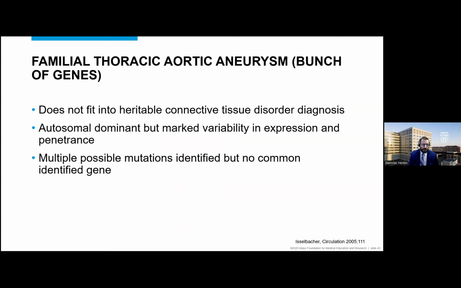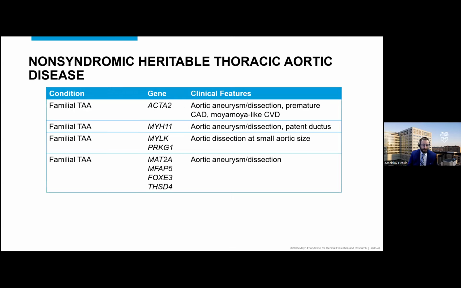So what about this bucket of familial thoracic aortic aneurysm? This is a bunch of genes, and it does not fit into heritable connective tissue disorder diagnosis. It's not those three disorders that we talked about. This is an autosomal dominant condition, but it's marked by variability in expression and penetrance. So it may be different in different generations, meaning some, it may be highly penetrant and you will see multiple aneurysms. Other generations, it won't be penetrant at all.